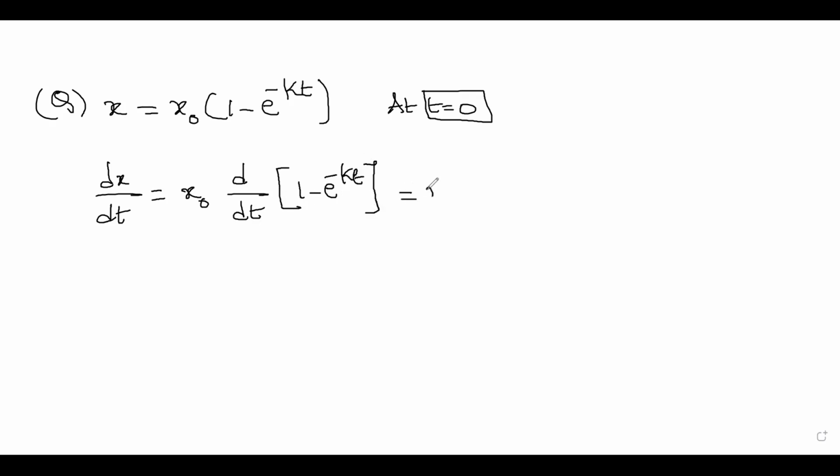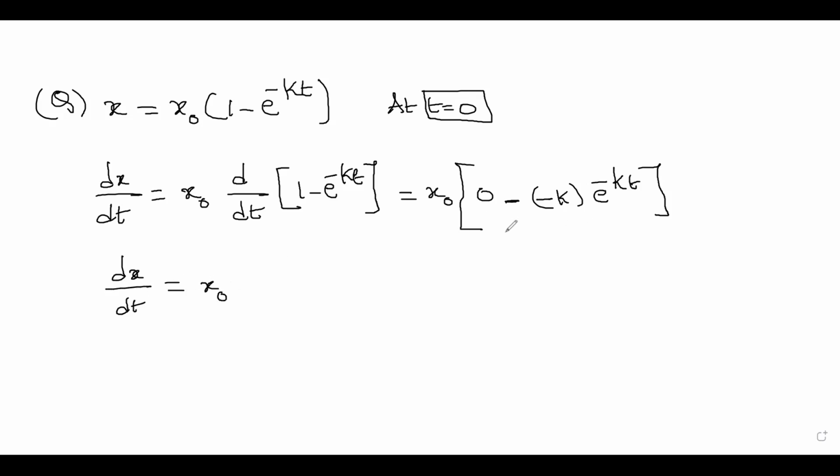Now x naught into the derivative of 1, that is 0, and the derivative of e to the power of minus kt becomes minus k into e to the power of minus kt. Derivative formulas you need to look up in order to solve these things. So you get minus of minus k into e to the power of minus kt. Now dx by dt is x naught into minus of minus, which is plus, x naught into k e to the power of minus kt. This is what you get.